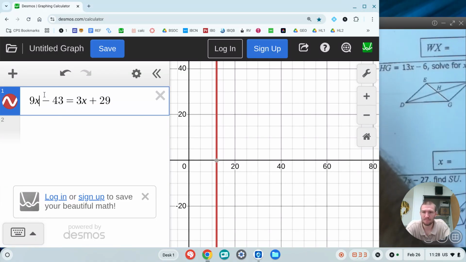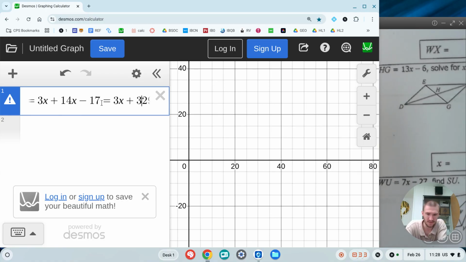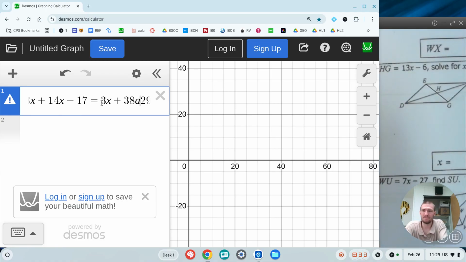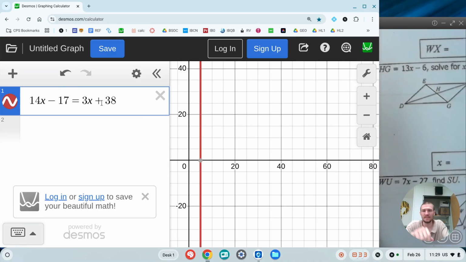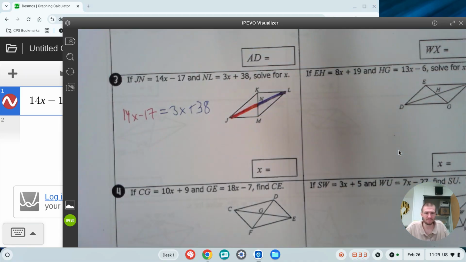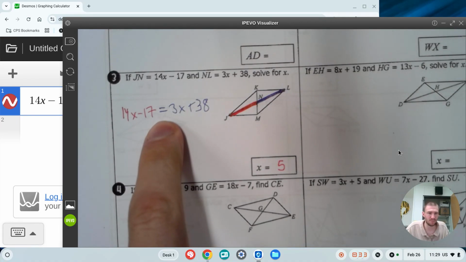So 14x minus 17 is equal to 3x plus 38. That did not work, sorry. 14x minus 17 equals 3x plus 38. And 5. Alright, x equals 5. Now we do have some questions that are a little bit different, so you need to be a little bit careful just saying every single time we put an equal sign in there, because that is not always the case.